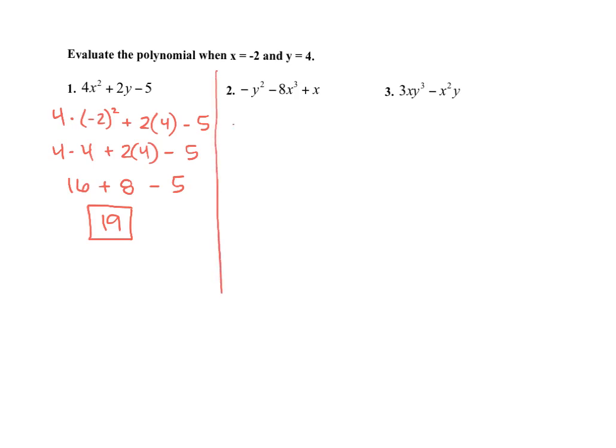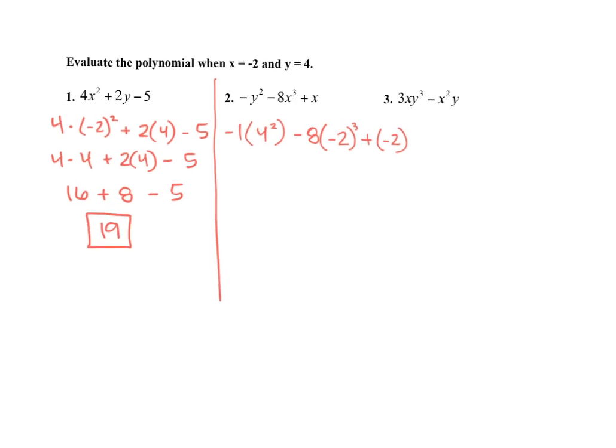Number 2. I'm going to put here a negative 1, and then y that I'm plugging in is 4 squared minus 8 times negative 2 to the third power plus negative 2. All right, now be careful here. You are doing 4 squared and then multiplying that by negative 1. You have to do the exponent before the multiplication. All right, this is not negative 4 squared. This is 4 squared times negative 1. Well, 4 squared is positive 16. Then I'm going to put this as plus negative 8.